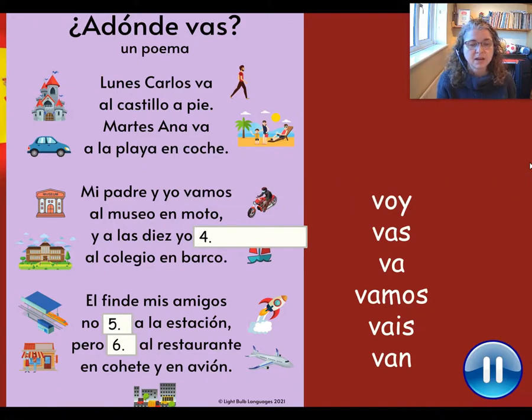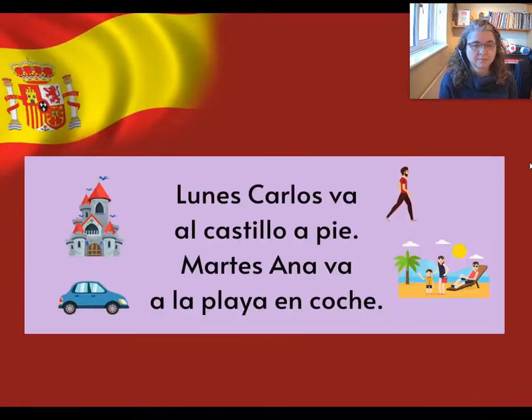Then the next one, a las 10, yo. We already know that yo is I, but I'm not with any other person, so that would be voy. And in the last verse, el fin de mis amigos, my friends, no van, they don't go, a la estación, pero van al restaurante. So they don't go to the station, but they do go to the restaurant.